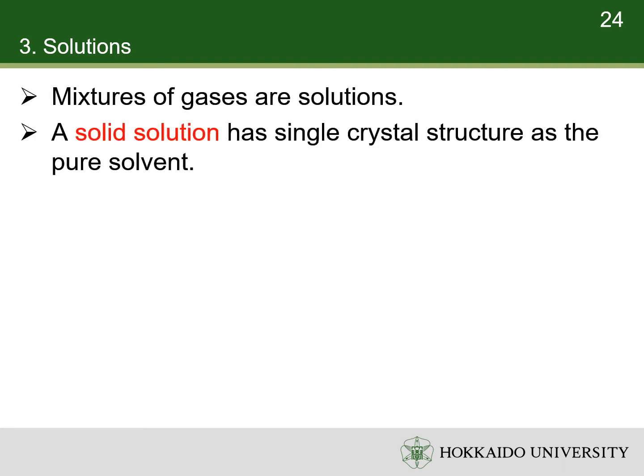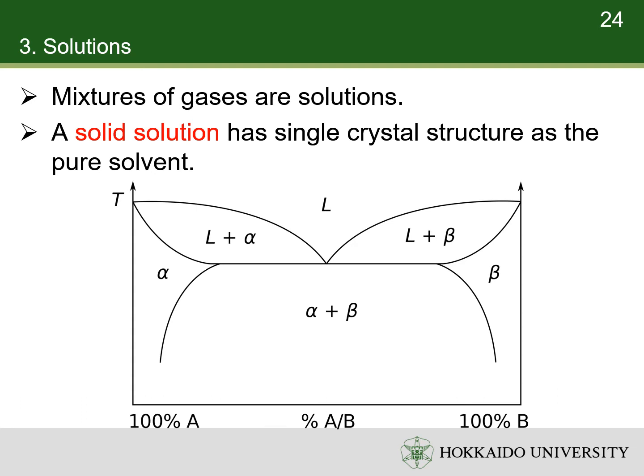The homogeneous mixture of two solids with a single crystal structure is a solid solution. For example, in the system composed of A and B, alpha is a solid solution, in which A is the solvent, while B is solute. On the other hand, beta is another solid solution, in which B is the solvent, while A is the solute. Alpha plus beta is a two-phased area where the two solid solutions, alpha and beta, coexist.